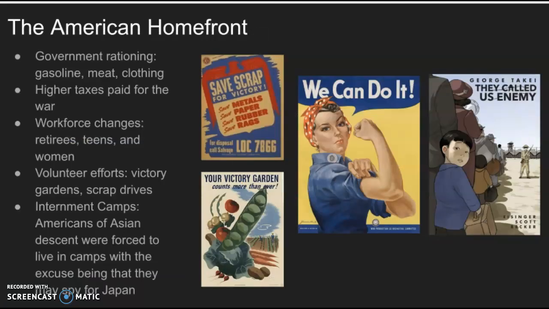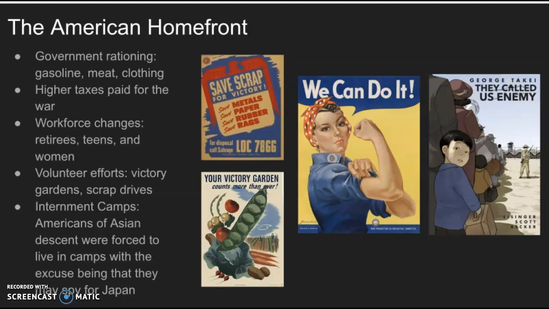The American home front is not an important part of Number the Stars, but just to give you some ideas. My grandparents would have been alive and part of the American home front, but my parents wouldn't have. They experienced government rationing of things like gasoline, meat, and clothing. You had to use a ration book to purchase things. They gave you stamps that you used, and you had to have that and the money, obviously, to purchase things. There were higher taxes paid to support the war.